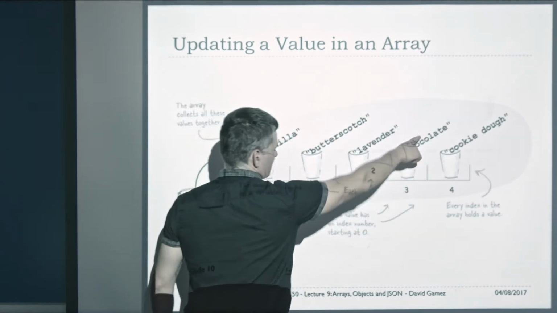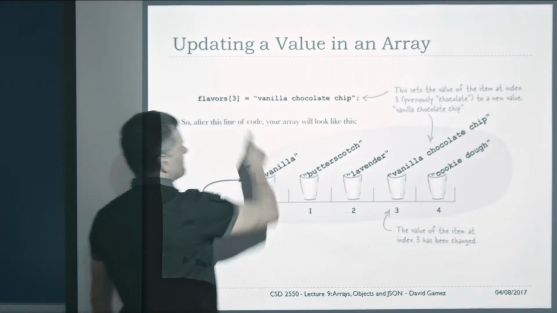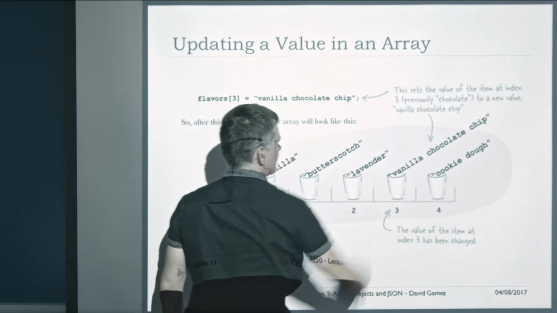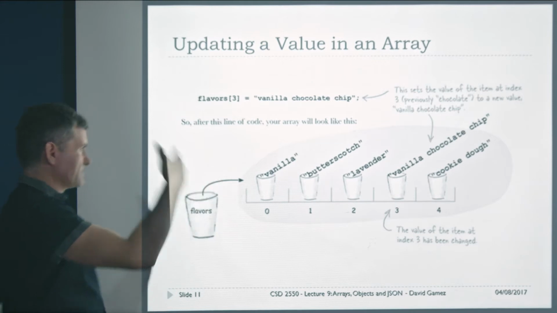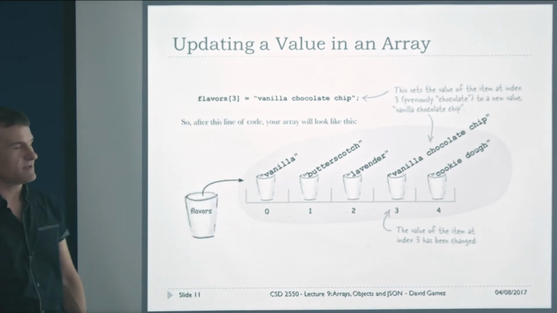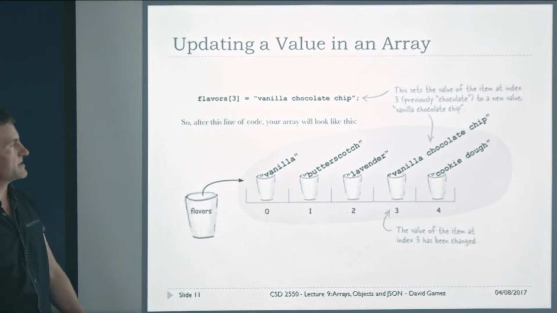So originally at position 3, we've got the string chocolate, and what we're saying here is that we want to place a vanilla chocolate chip in the bucket with index 3. I hope that's fairly clear. It'll become clear when you've done some examples anyway.